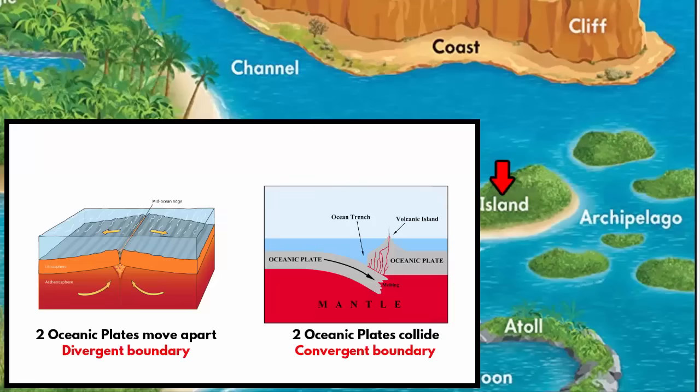But if you go back a little and try to understand how volcanoes occur under sea, then you will realize that when two oceanic plates collide or move apart, it leads to the formation of volcanic islands. So even tectonic activity plays a role in island formation.